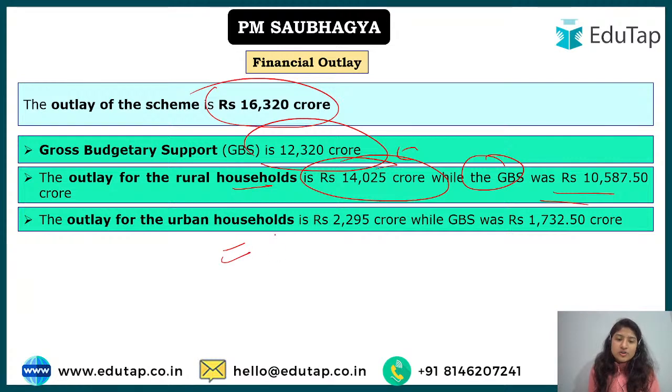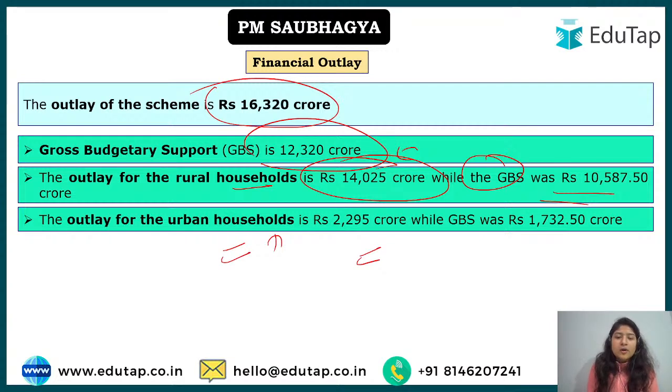And for urban household, what we have understood is that only the poor urban households are taken under this scheme. For that, the budgetary allocation is approximately 2,000 crore rupees, and out of that approximately 1,700 crore will be the gross budgetary support. So this is the categorization, important data to remember.